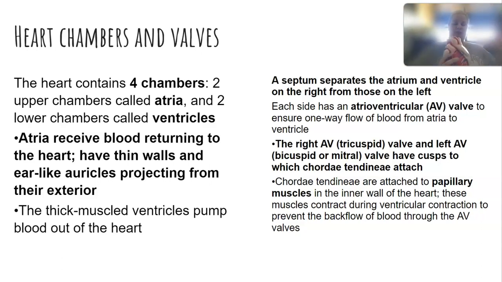AV, so this valve right here, this side. The right AV, or your tricuspid, and then you have your left, or your bicuspid valve, has cusps to which chordae tendineae attach. That just means it has little bitty tendons that attach to it. Chordae tendineae are attached to the papillary muscles and the inner wall of the heart. These muscles contract during ventricular contraction to prevent backflow.